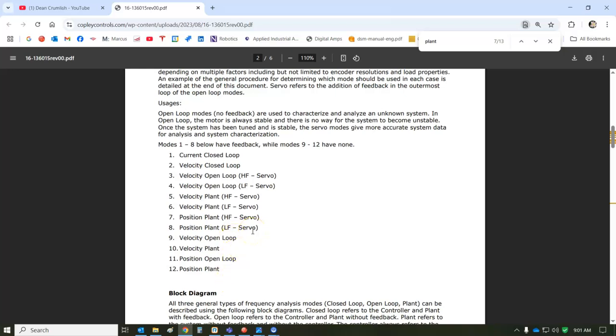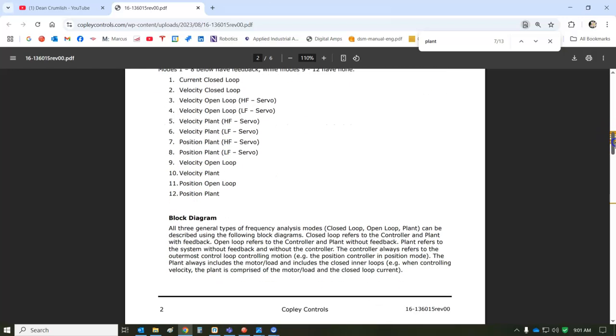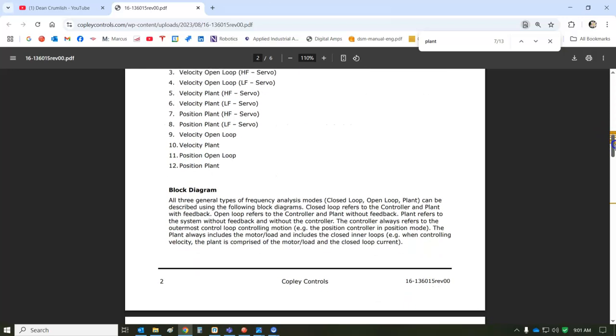And these have been tested and confirmed or validated with the professor of control theory. So they are very accurate and very good. So that's maybe an improvement over previous versions of the frequency analysis tool. But there are three general types of frequency analysis modes. There's the closed loop, which is obviously not open loop, so not so dangerous. And then there's the plant.